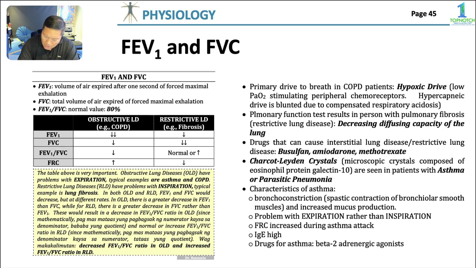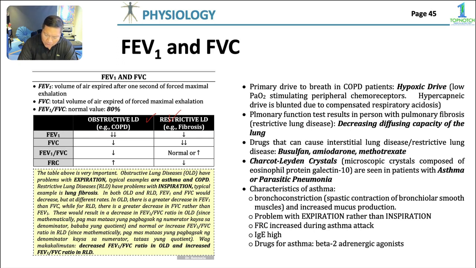Okay? We use FEV1, FVC to differentiate between obstructive and restrictive lung diseases. We also use FEV1, FVC, okay, to determine severity of the condition. Okay. First, to differentiate obstructive versus restrictive.